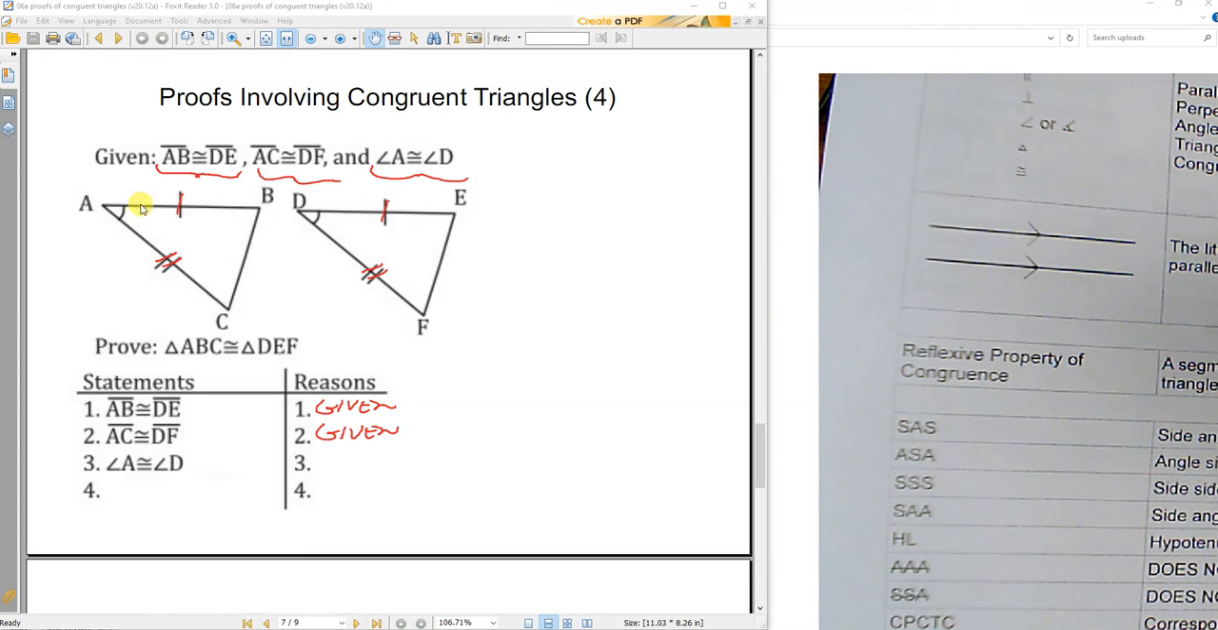Angle A is congruent to angle D. How do I know that? Given. What do I have? Side, angle, side. So triangle, let's start at BAC, back, I like that, is congruent to EDF. How do I know? By side, angle, side.